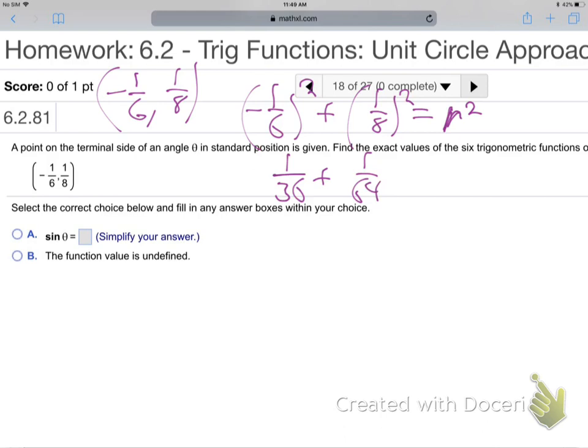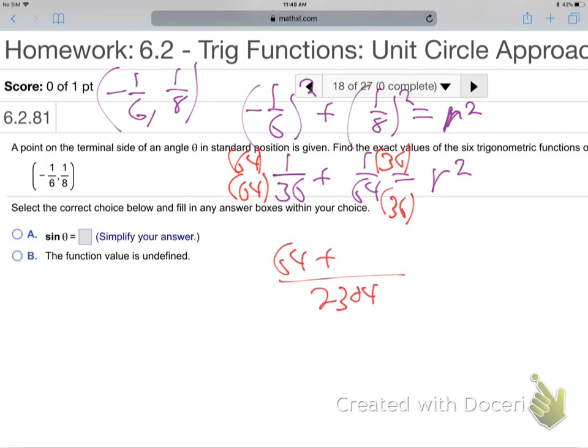136, 164 is r squared. Good so far? Now, how are we going to add those stinkers together? It's a pain. I'm just going to multiply top and bottom of this one by 64. Top and bottom of that one by 36. I don't even know what 36 times 64 is. It is 2304. So that'll make 2304. This will be 64 times 1, 36 times 1. That's 100 over 2304. We good to there so far?